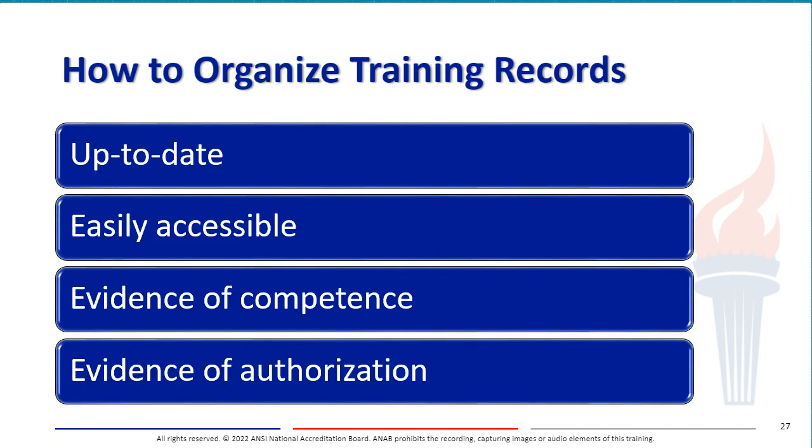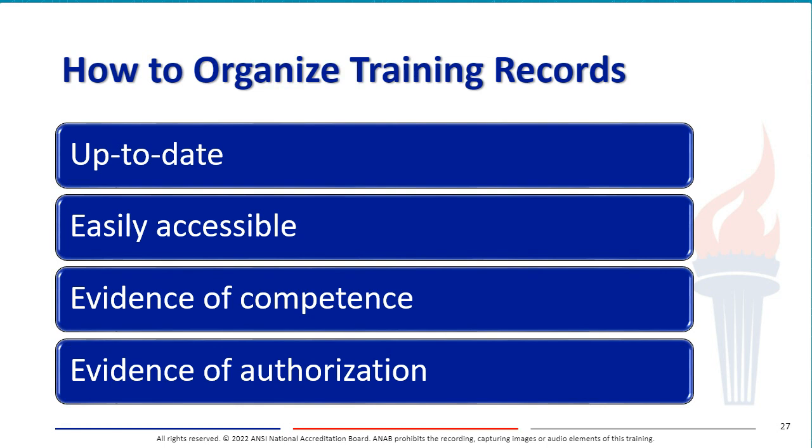Training records need to be organized. As I mentioned before, the records can be a mix of hard copy and electronic and can be stored in many different places. Some records may be in human resources, some may be in a laboratory information management system. Some paper copies may be in file cabinets. Regardless of where or how they are stored, training records must be organized. It's so important that I said it twice.